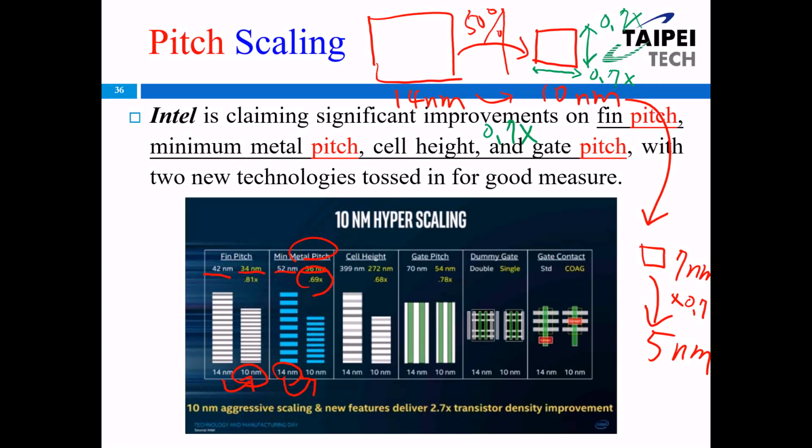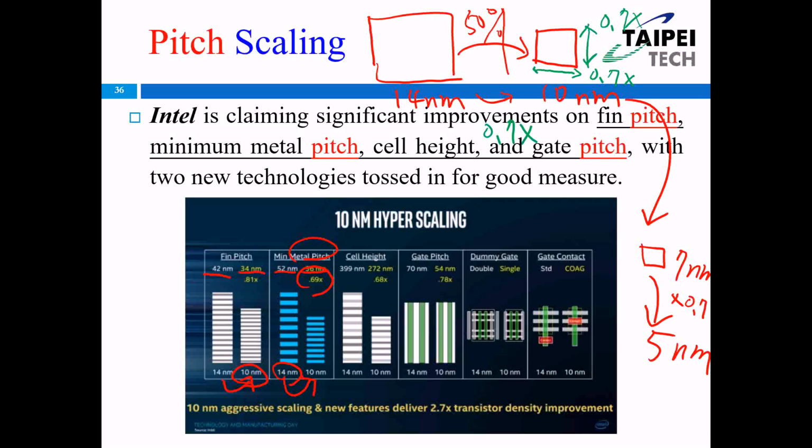Also, I show you this data, but you don't need to memorize the numbers. The important thing is that for the fin pitch, metal pitch, cell height, and gate pitch, we need to scale down all of the dimensions, everything you need to scale down. And the ratio is around 0.7 times, but not exactly 0.7 times. It may be 0.8 or 0.6, but this value is very close to 0.7 times.